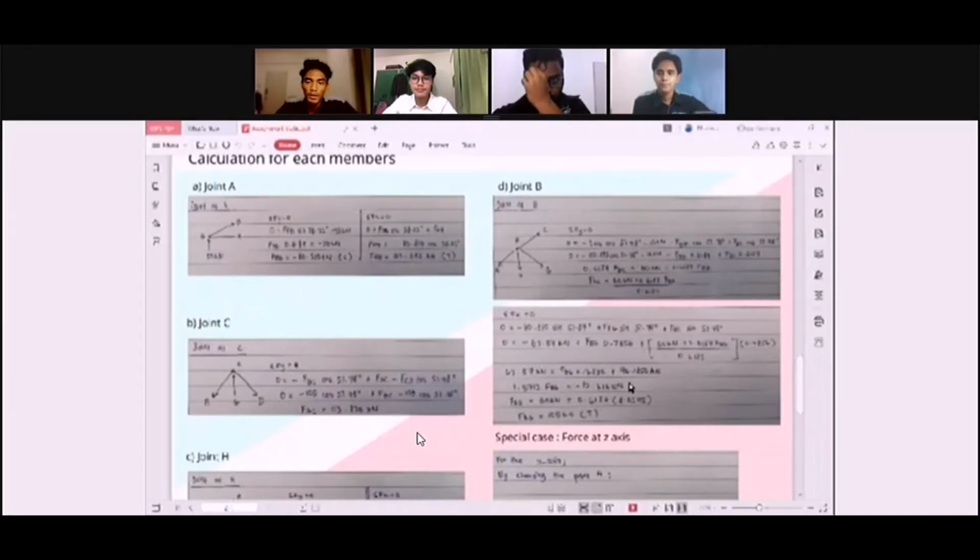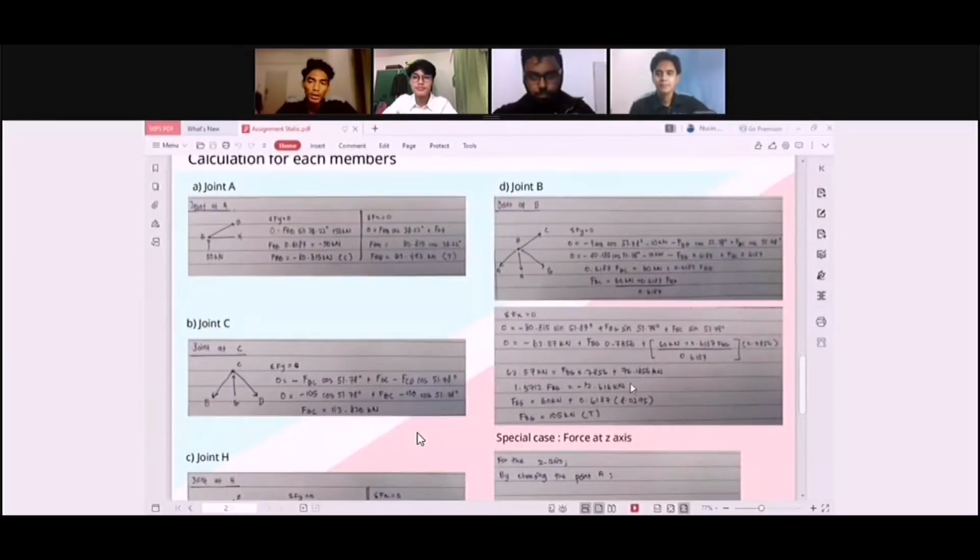Okay, so my name is Ahmad Afiq Zakwan bin Zulkifli. Now I will present the calculation for each member of the project that we have chosen for this task. First of all, we must determine the joints for each member on the roof. So, the joints that we have determined are joint A, joint C, joint H, and joint B. And also, I add one special case for extra calculation, which is the force at the Z axis.